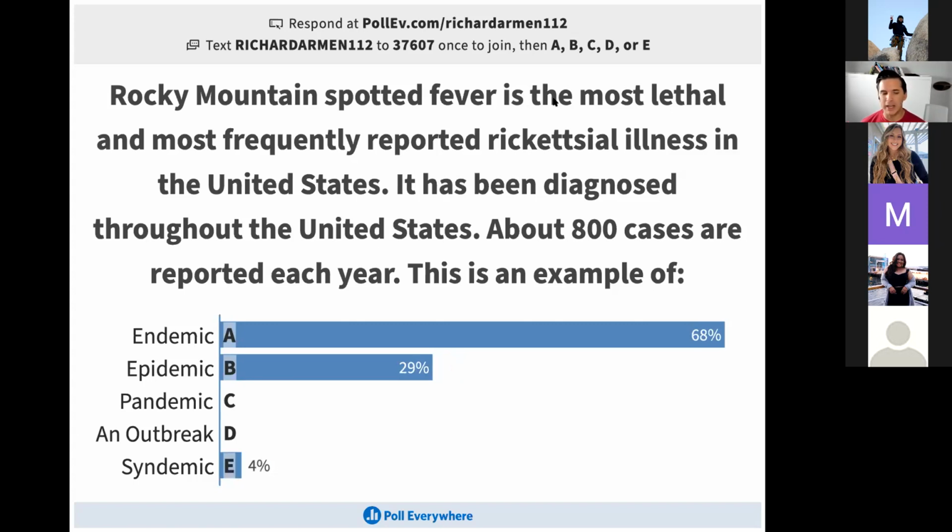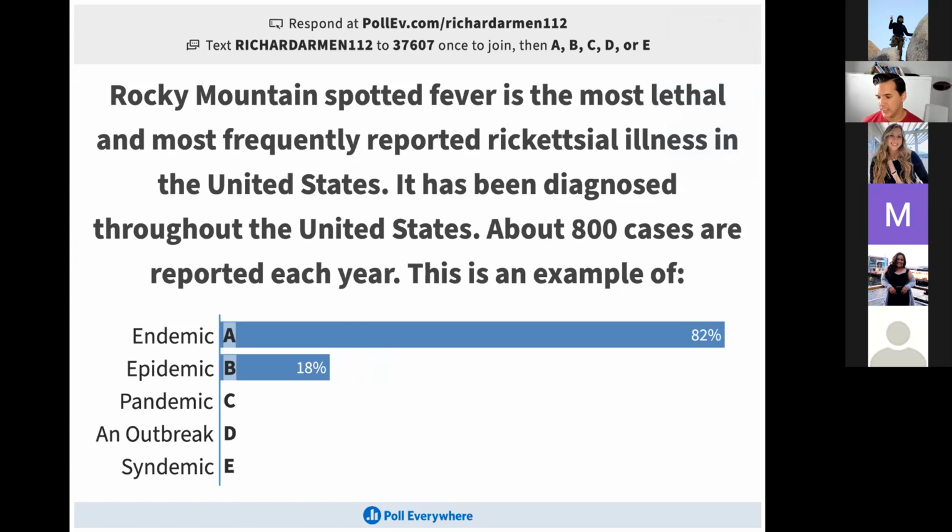So, the difference between endemic and epidemic. Remember, endemic is that normal steady state of disease and the number of cases that we'd expect to see in any given amount of time. So in this case, it says about 800 cases are reported each year. Epidemic means that we are seeing a higher number of cases of disease than we would expect to see in that given period of time. So does anything in this scenario tell you that we're seeing a higher rate of disease than we would have expected to see, which is that 800 cases? No. No, so this would be endemic.